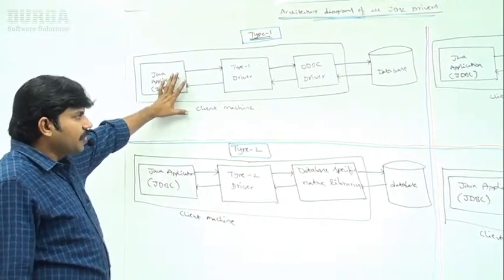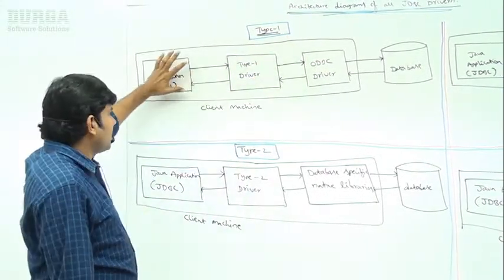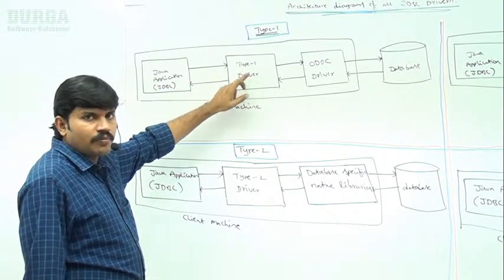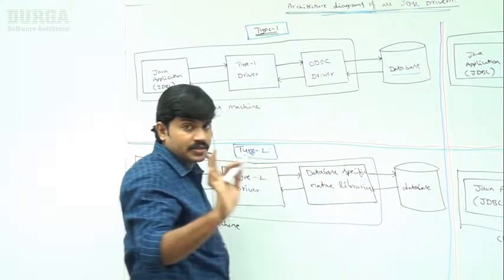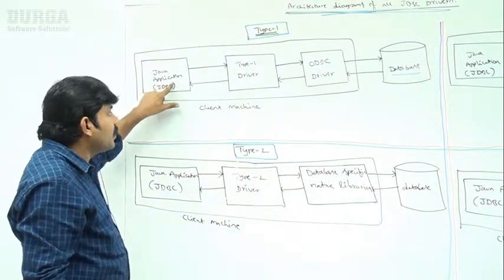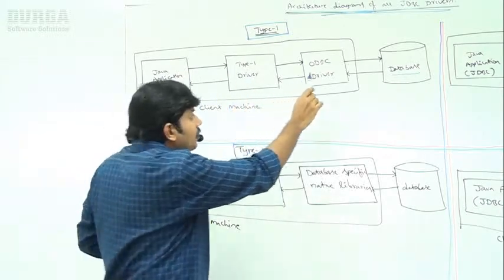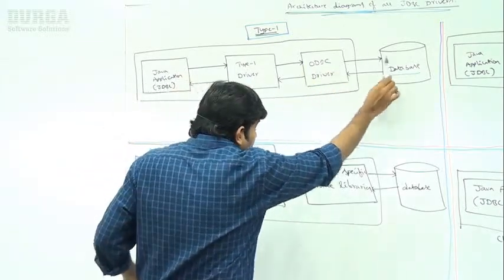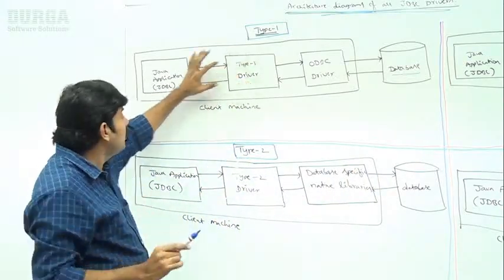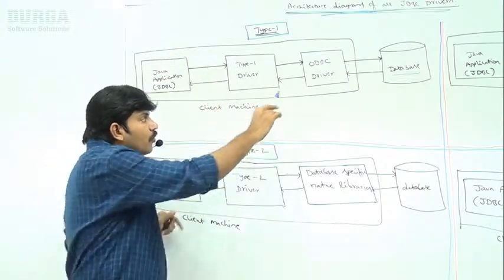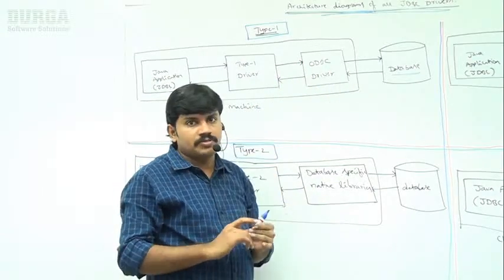So I will explain very briefly, just type 1 driver. You know already all these things, right? Java application communicates with the type 1 driver, communicates with the ODBC driver, communicates with the database. Type 1 driver converts JDBC calls into ODBC calls. ODBC driver converts ODBC calls into database specific calls.